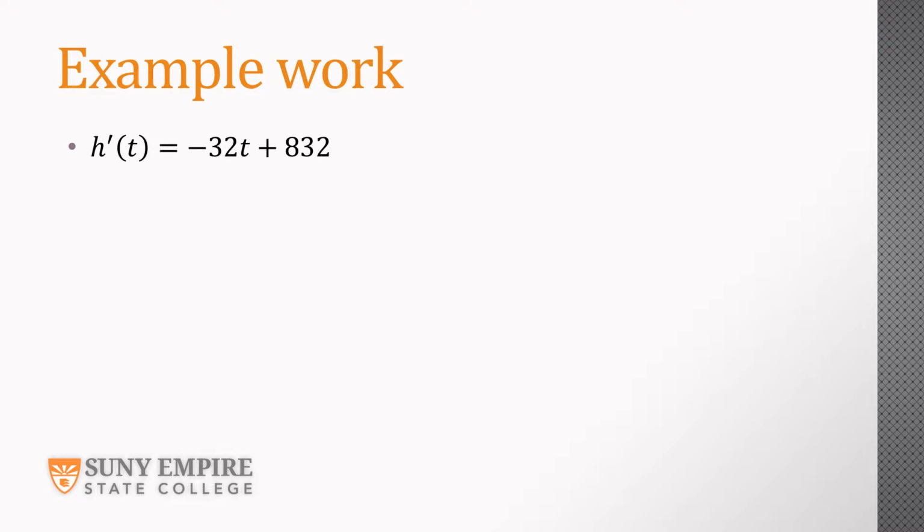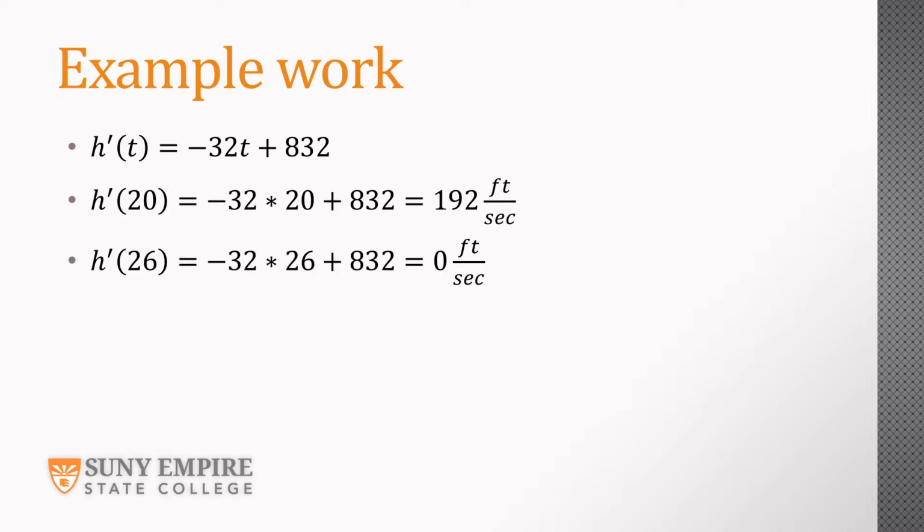To find the velocity of the bullet, we need to consider the derivative of the position function. H prime of t equals negative 32t plus 832. To find the velocity at 20 seconds, we plug 20 in for t and solve. We find that the bullet is moving at 192 feet per second. Plugging 26 in for t, we find the velocity is 0 feet per second. This means that the bullet is at its maximum height, and 26 seconds is when the bullet changes direction.